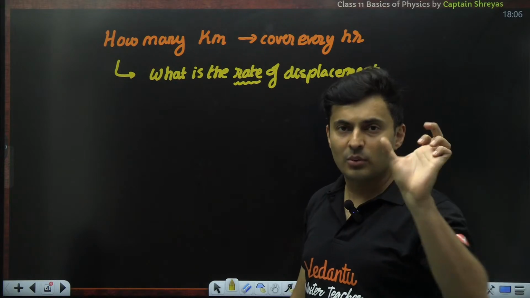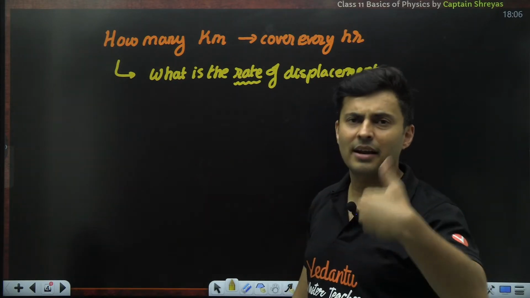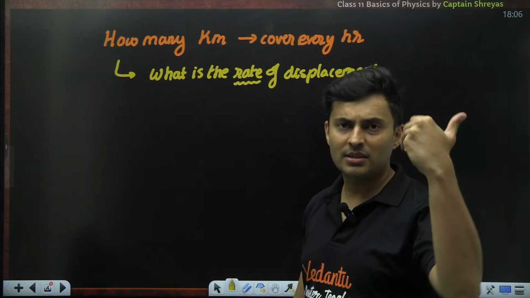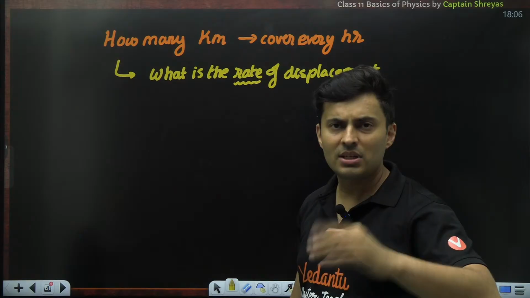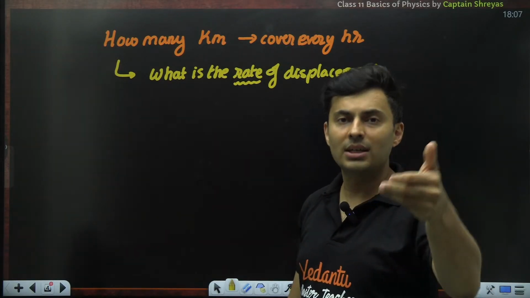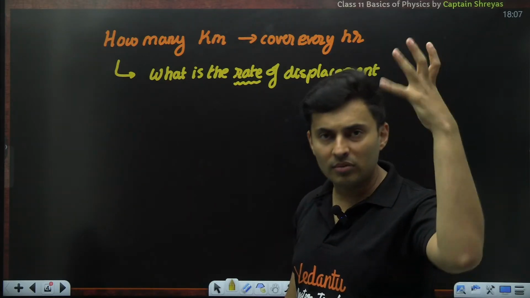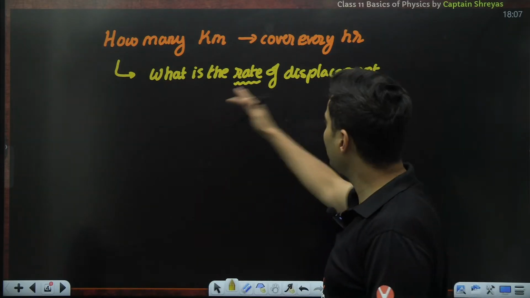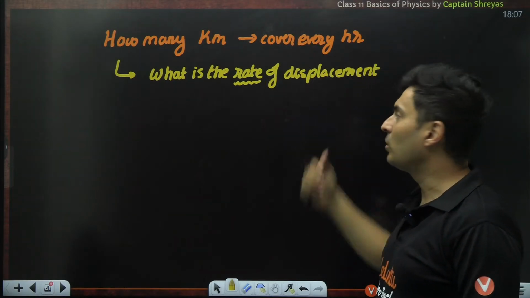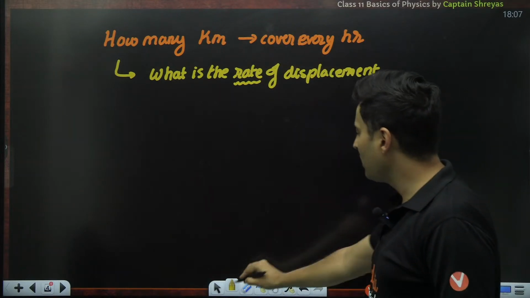So whenever this word rate comes, in physics, you will see what is the rate of doing work, what is the rate of doing this displacement, what is the rate of changing this velocity. Usually this comes in the context of per unit time, or every second or every hour or every minute, how much of that physical quantity are you doing. So you will see many physical quantities which have this word rate as a part of it. So what is the rate of displacement is how many kilometers are you covering per every hour.